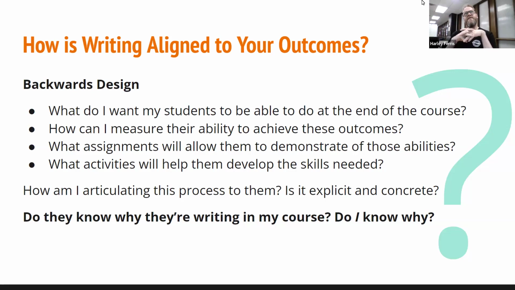So that's all well and good. But then the next important step is how am I articulating this process to them? Is it explicit and concrete for them? Do they know why they're writing in the course? And then, of course, by extension, do I know why they are writing in my courses? If we're in the academic discourse community, then we say, well, you're just going to have to write a lot because people in academics write a lot, right? If we're missing a clear articulation of why this particular outcome is best supported or demonstrated through a writing task, that transfer is not going to happen either. So that clarity is really key, both for the student and for the instructor.